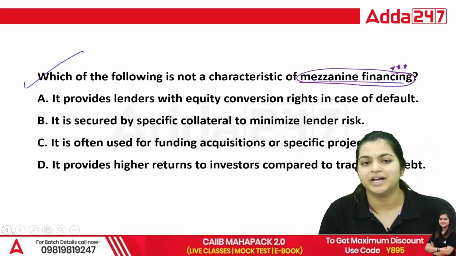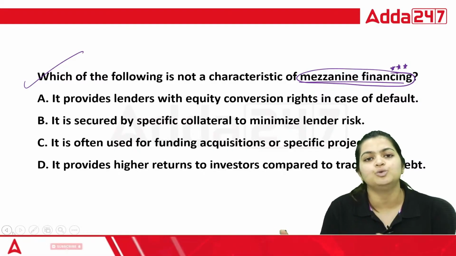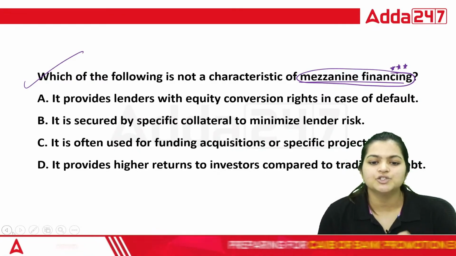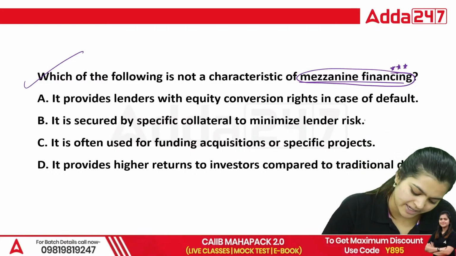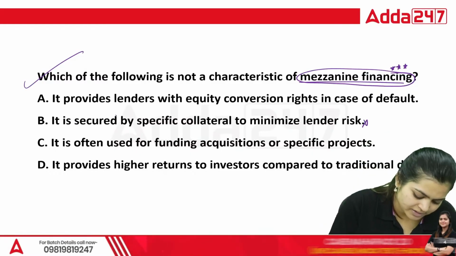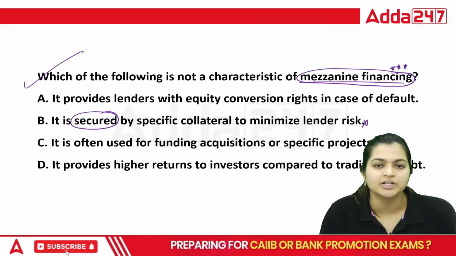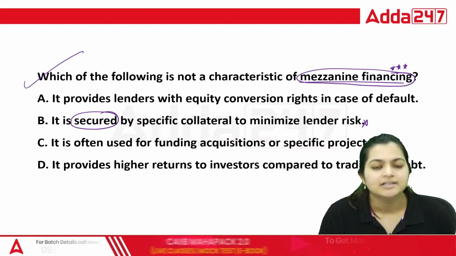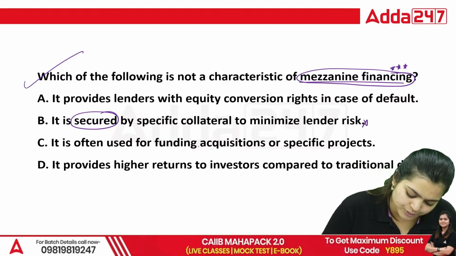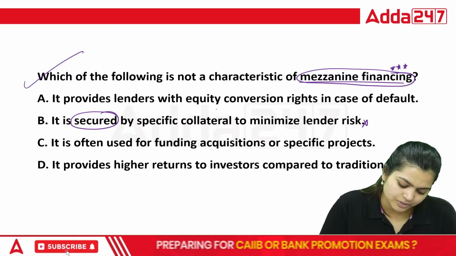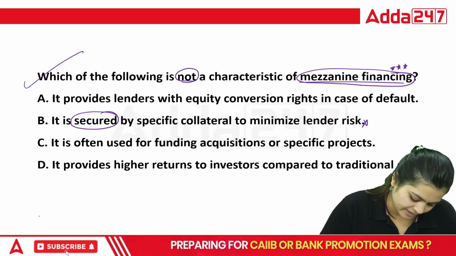Here you give the right to your lenders to convert it into equity if, as a company, we are not able to pay them. So which is your correct answer? This minimizes the lender risk. No, secured, we are not getting any collateral things. We are not getting in exchange any collateral things. So this is not the secured option. Often used for funding acquisitions or specific projects. But we need to tell the not a characteristic.